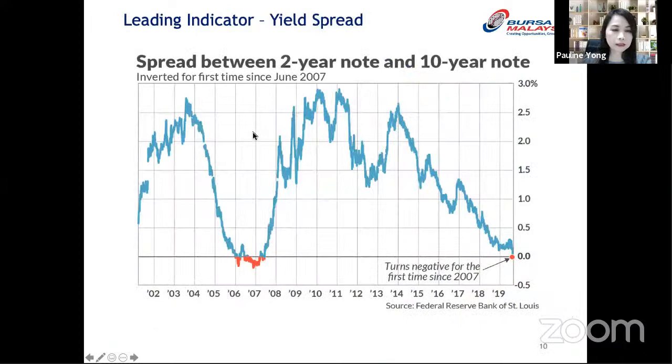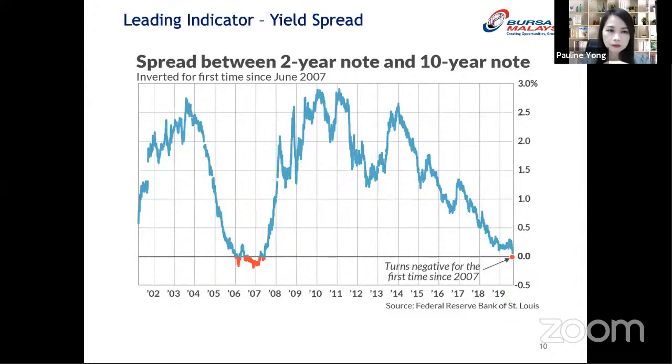Now, another leading indicator that I want to show you is called the yield spread. Yield spread is looking at two treasury notes, a 2-year note and a 10-year note bond. Particularly this one is the US treasury note. And in the past, they have seen this interesting scenario.